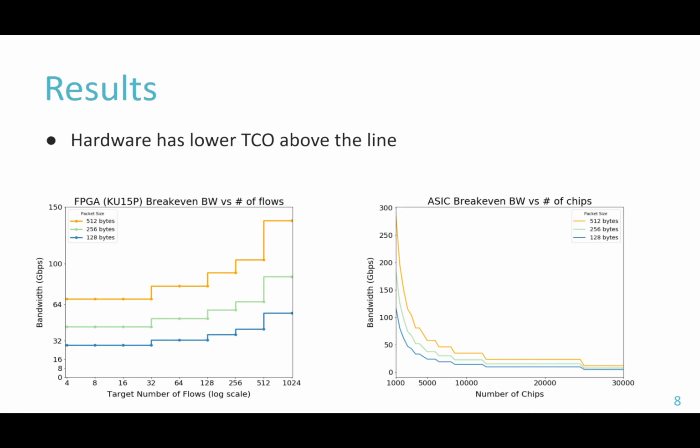We find that the conditions that are most advantageous for FPGA are when you're doing small packets with a low number of flows. At the smallest number of flows and the smallest packet size that we looked at, we found it can be better for TCO to use an FPGA network stack at bandwidths as low as around 32 gigabits per second. For ASIC, we found that larger deployments are better, as expected. We see that the curve does begin to level out around 10,000 chips, and at this parameter, the break-even bandwidth is around 20 gigabits per second.